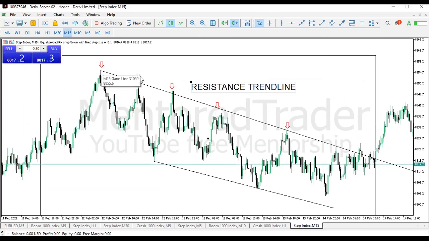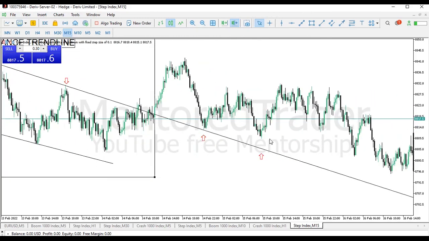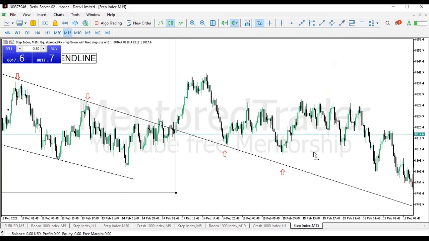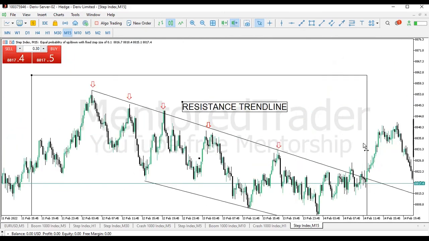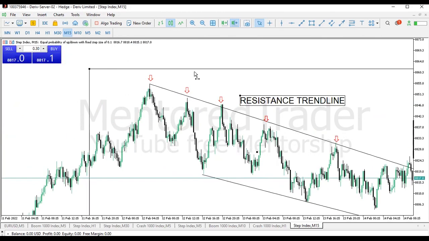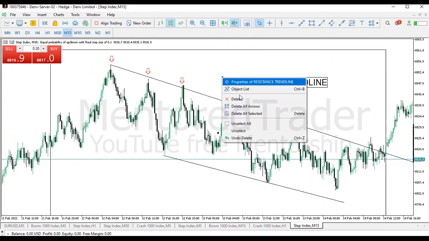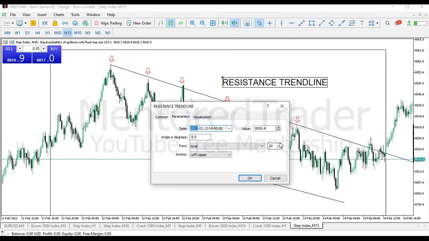We have a high, lower high, lower high, lower high, lower high. We have a low, lower low here. But we have this low, then another low. But in this setup, the focus is on support and resistance trend lines. Okay? These things are worth knowing, because you cannot become a good trader if you don't know what the price is doing.